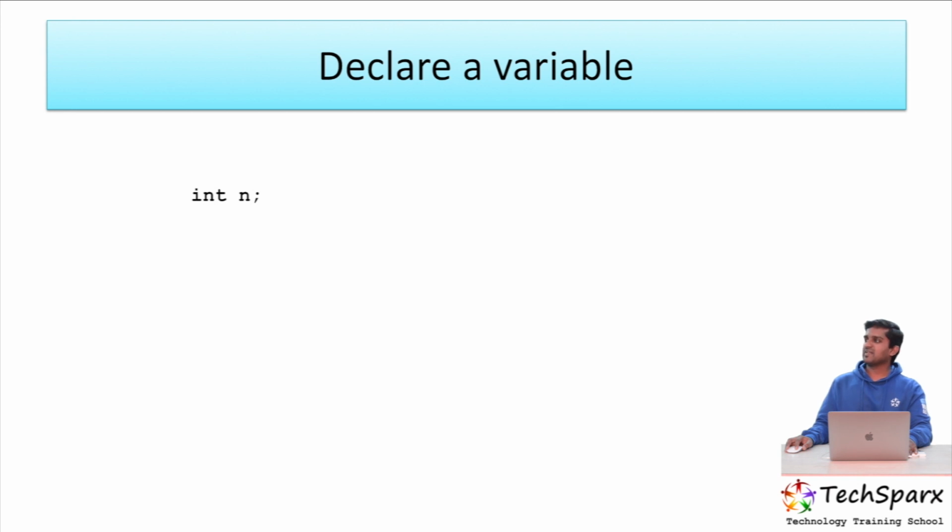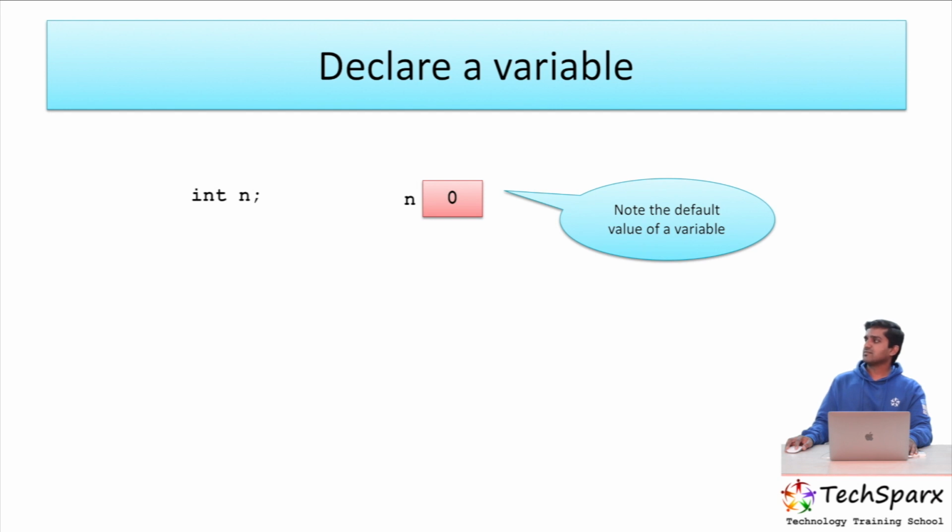So the data type can be byte, short, int, long, float, double, char, boolean. So here we are just taking int data type which allocates 4 bytes of memory, and the name of that location is n. So let's consider this is the variable location and the name of the variable is n. So what is the default value of a variable? Integer variable, the default value is 0.